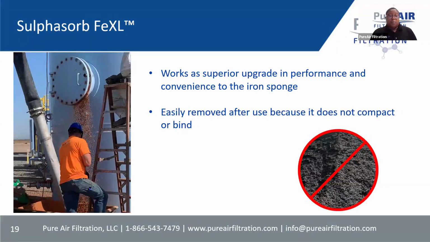One of the benefits of using our Sulfazorb FE-XL is that it is a good alternative to the iron sponge application for H₂S removal. As you can see in the video, they're doing a change out of the FE-XL from a system. Usually that iron sponge is going to get clumpy once it gets spent, so it's going to be hard to remove, which usually leads to longer change out times, which ends up costing more money just because people have to go in there and try to break up those clumps. Our FE-XL does not clump up. As you can see, it's easily coming out of the system when spent.